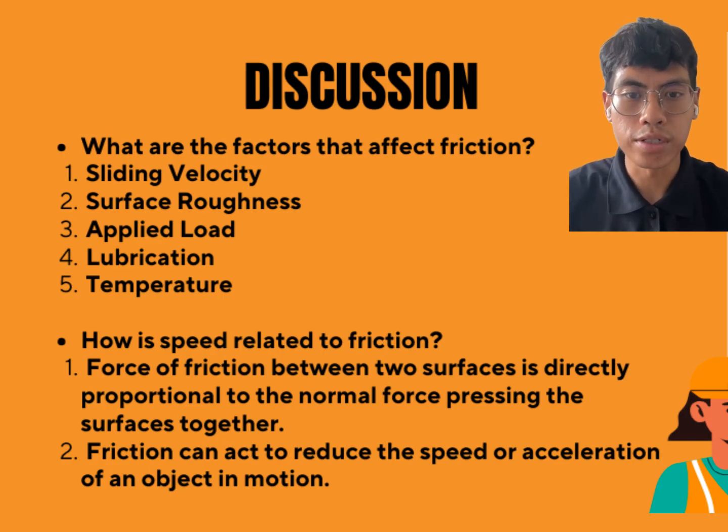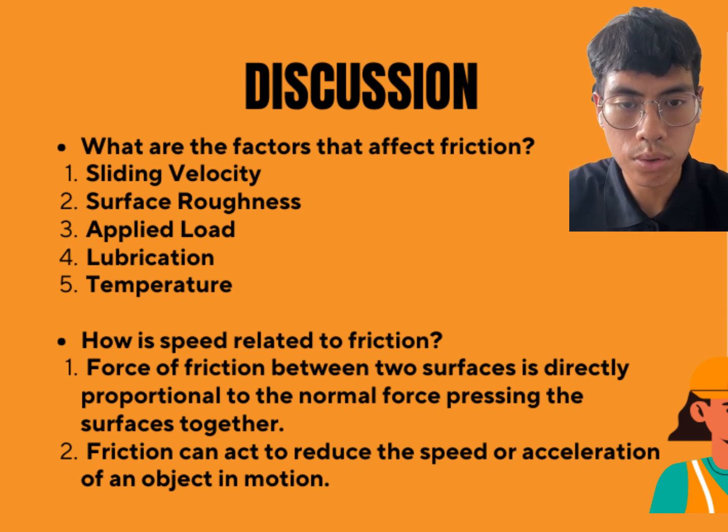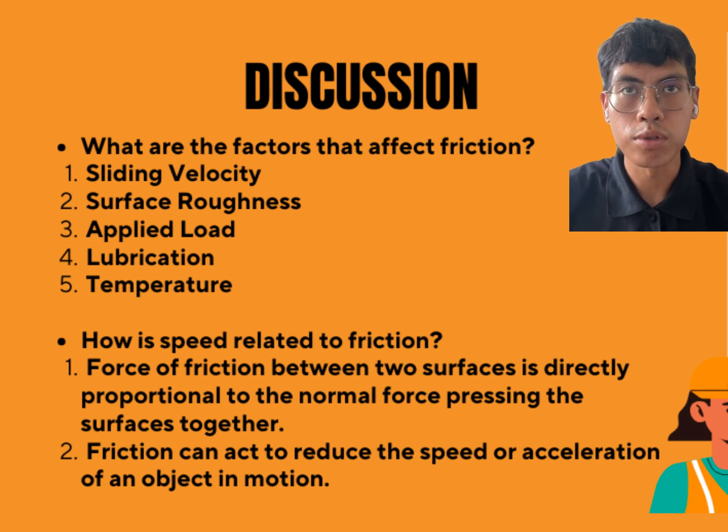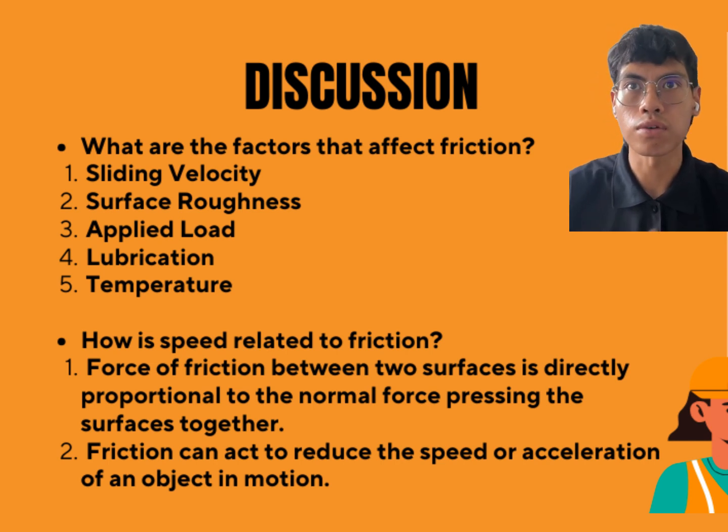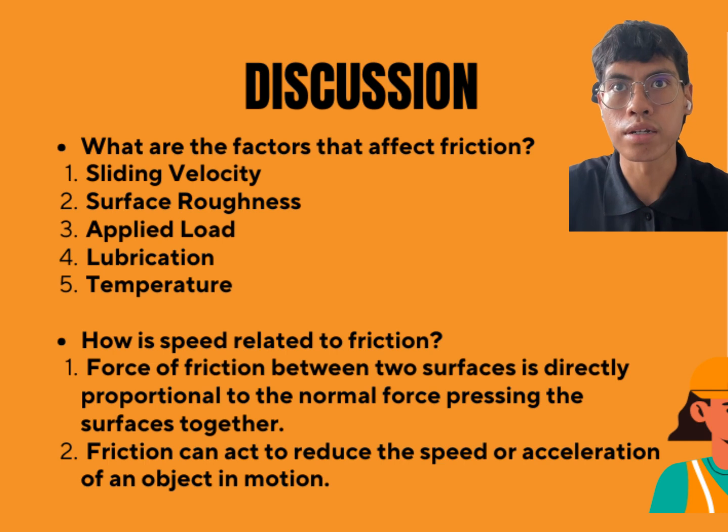My name is Wyner William, matric number B0922100042, and from this poster I will be presenting about the discussion of our lab findings. So in the experiment, what are the factors that affect friction? Generally there are 5. The first one is sliding velocity.